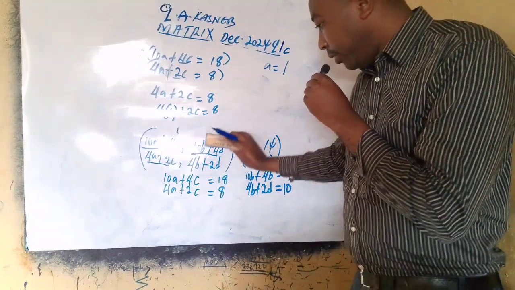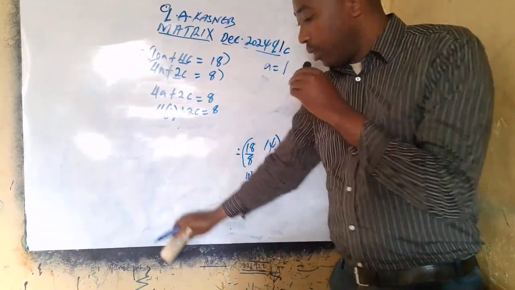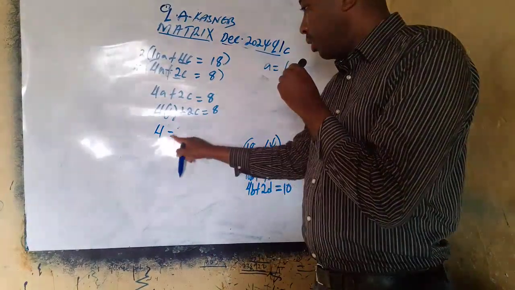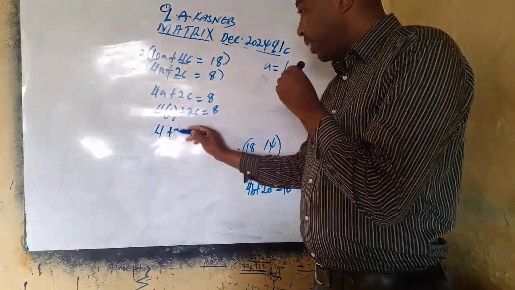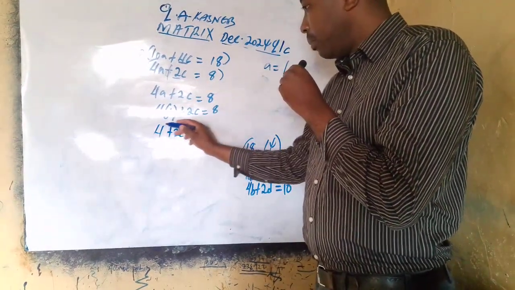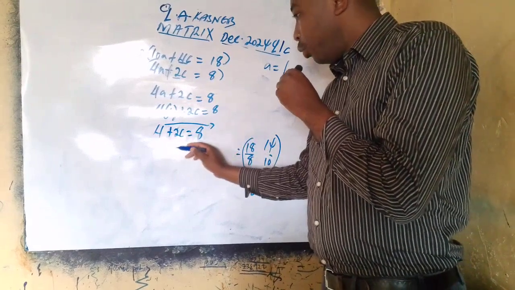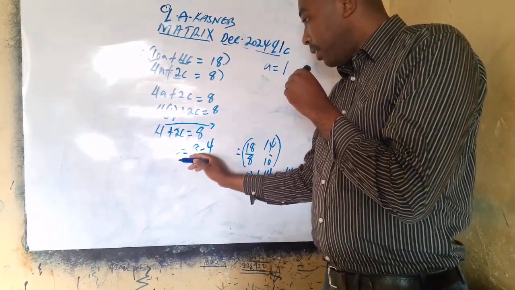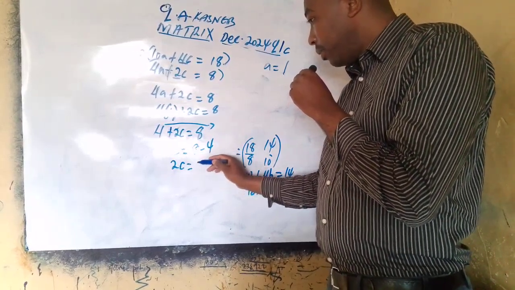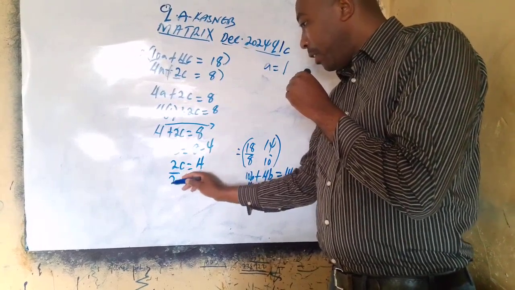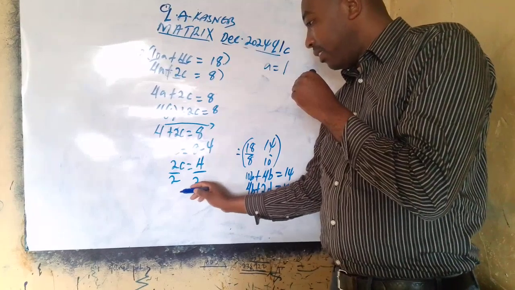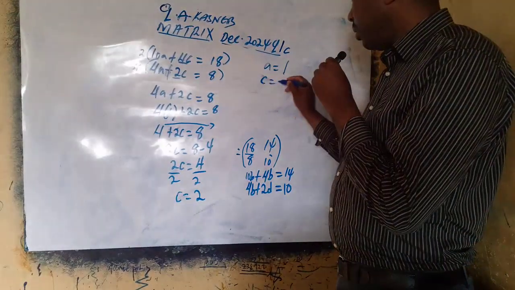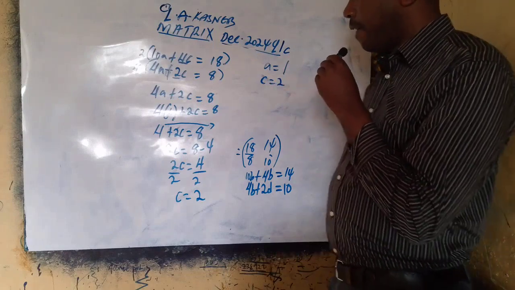4 plus 2c is equals to 8. Bring this the other side. So 2c is equals to 8 minus 4. That gives you 4. So what is the value of c? We divide both sides, so our c is equals to 2. So c is equals to 2.